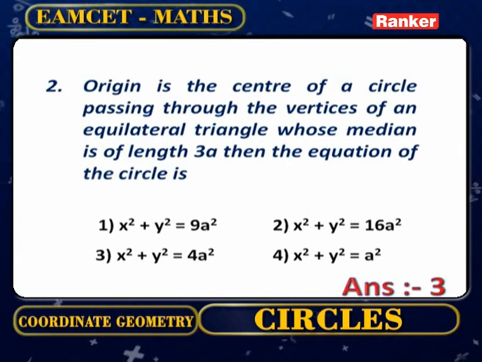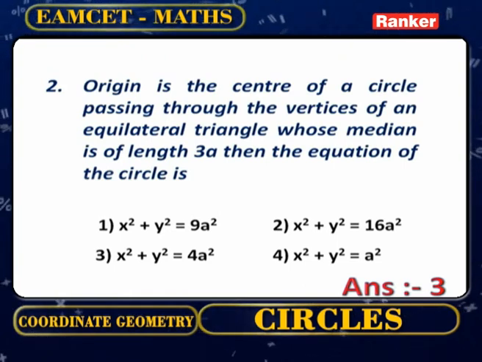The origin is the center of a circle passing through the vertices of an equilateral triangle whose median has length 3a. Then find the equation of the circle. It is a similar problem. The triangle is an equilateral triangle.